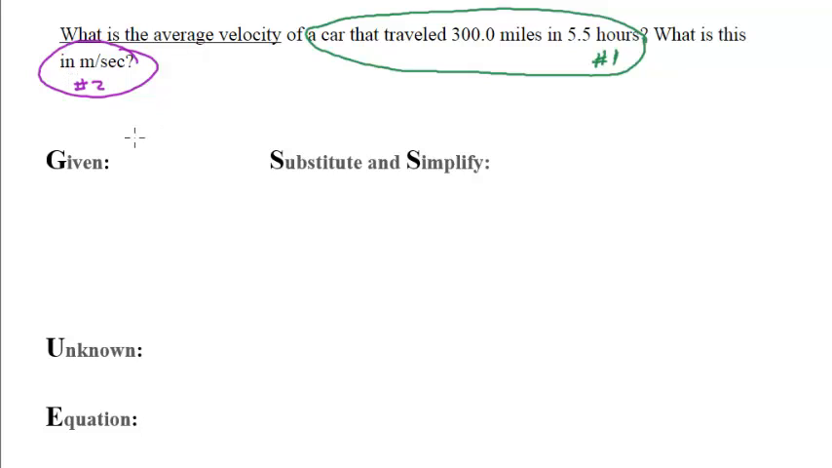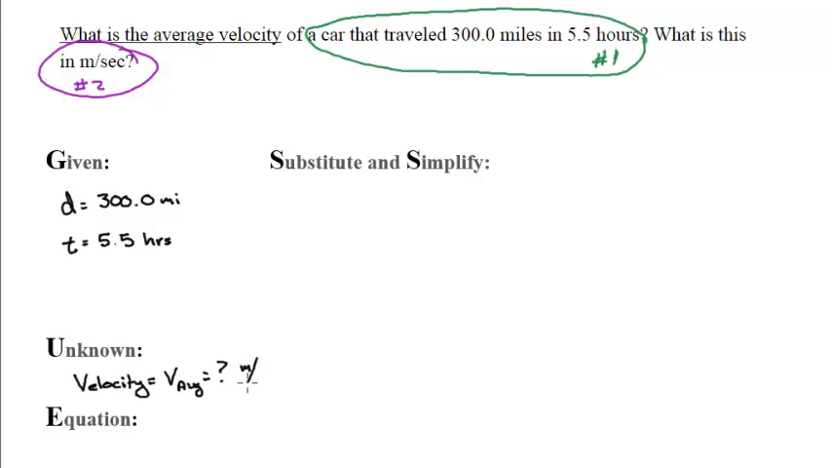But let's talk about what I know. First, I have a displacement or a distance of 300.0 miles. And then I have a time of 5.5 hours. The thing that I'm looking for is velocity. And in this case, I'm looking for the average. So I could rewrite this as velocity average. And that's going to be something in this case, miles per hour.